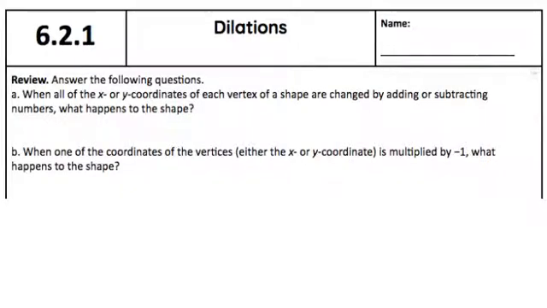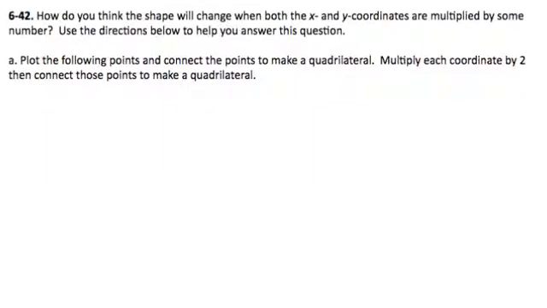6.2.1 is on dilations. So the review should have been done in class. So we're going to move on to 6-42. How do you think the shape will change when both x and y coordinates are multiplied by a number? Use the directions below to help you answer this question.